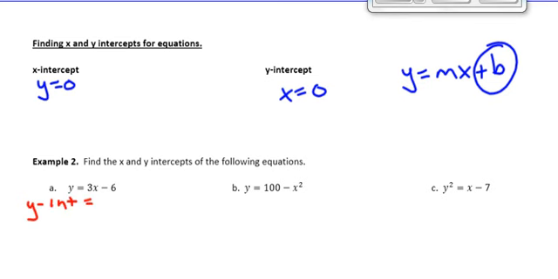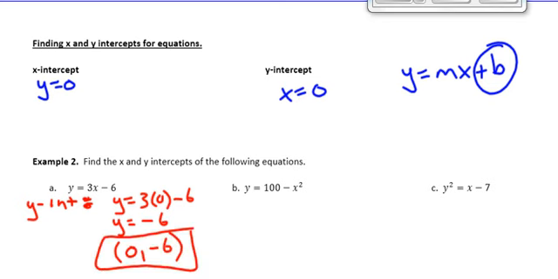The y-intercept is when x is equal to 0. And so I'm going to take y equals 3x minus 6, and I'm going to plug a 0 in for x. Well, 3 times 0 is 0. 0 minus 6 is negative 6. So I get the point where x is equal to 0, and y is negative 6. So the y-intercept is 0, comma, negative 6.